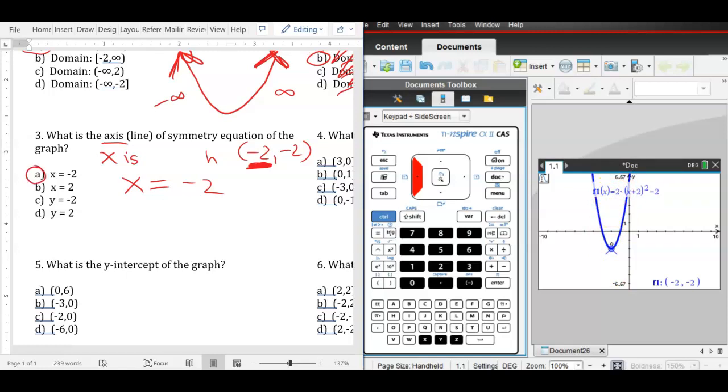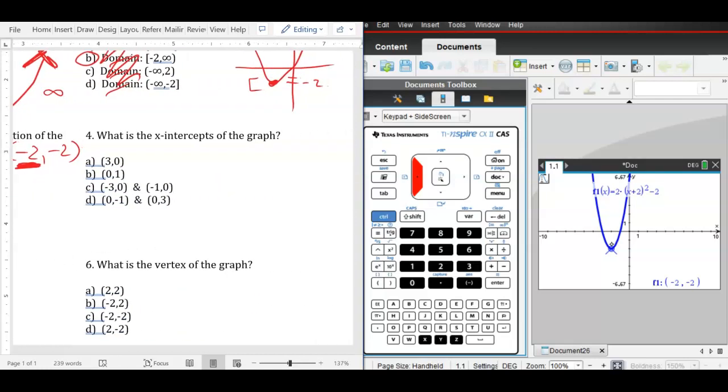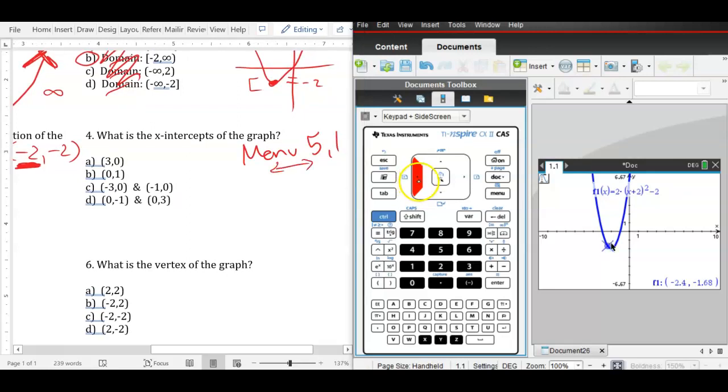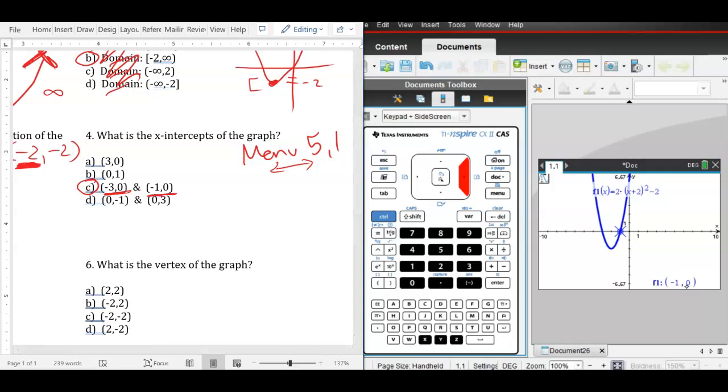Cool. And then what about the x-intercepts? So again, when I do menu 5.1, when I graph it, I can go left and I can go right. So I'm going to the left until I get to this root. It says 0 at -3, 0. So I see that is only right here. And then we go to the right until I get to the other root, and it says it is -1, 0, which is right here. So the only time I get x-intercepts is these two. Okay, this has the wrong order, and then these are actually different points that are not on there.